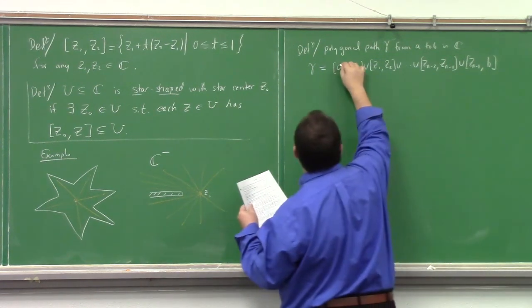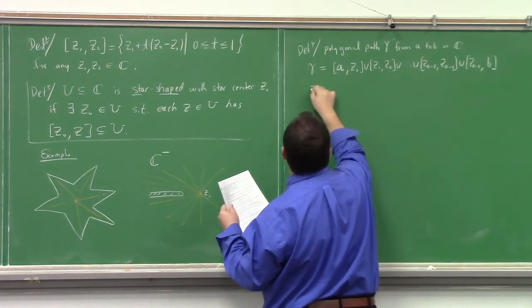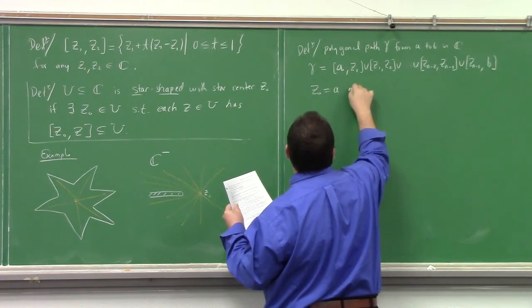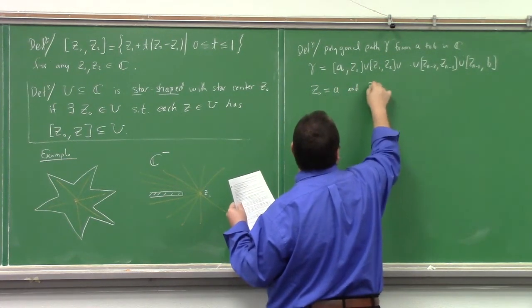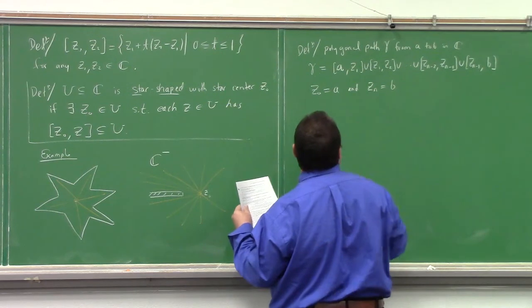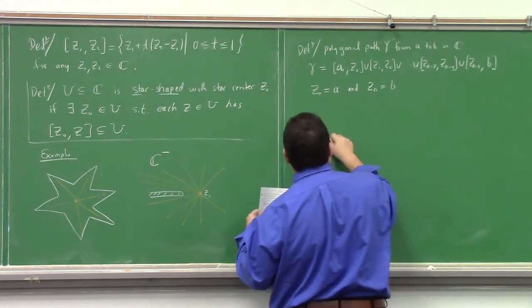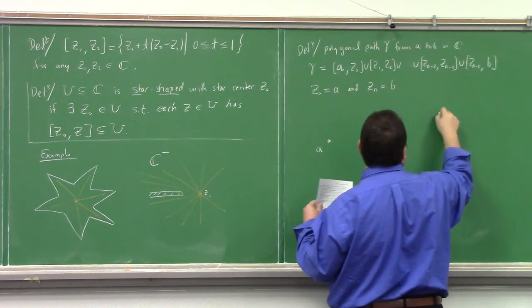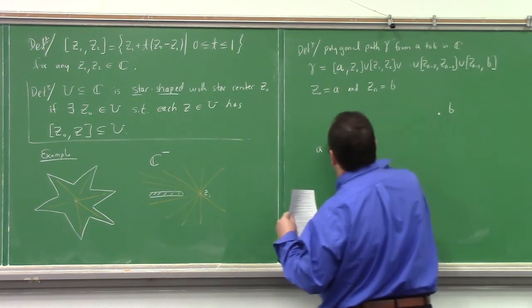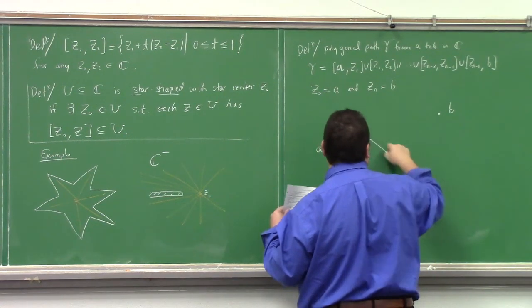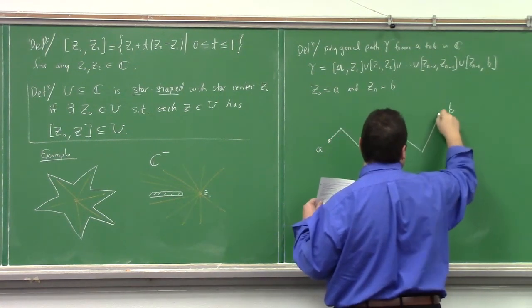Here I'm saying Z0 equals A and Zn equals B. But basically, a polygonal path, you've got your point A, you've got your point B, and you're doing one of these deals.